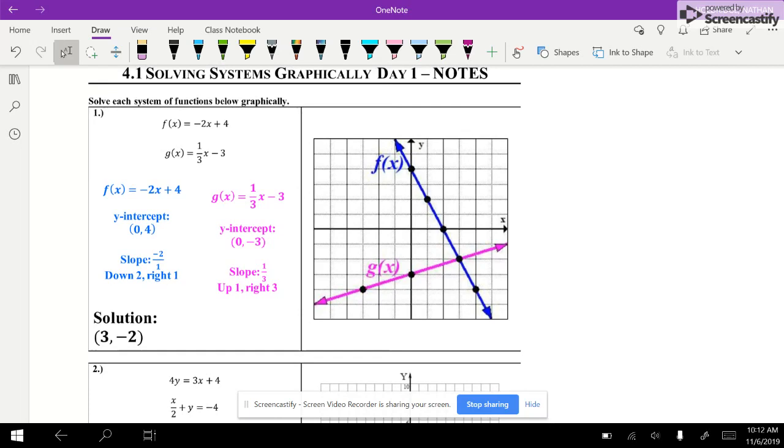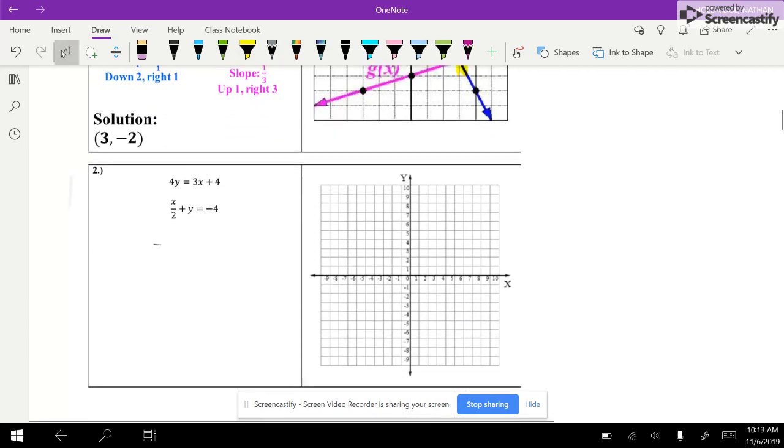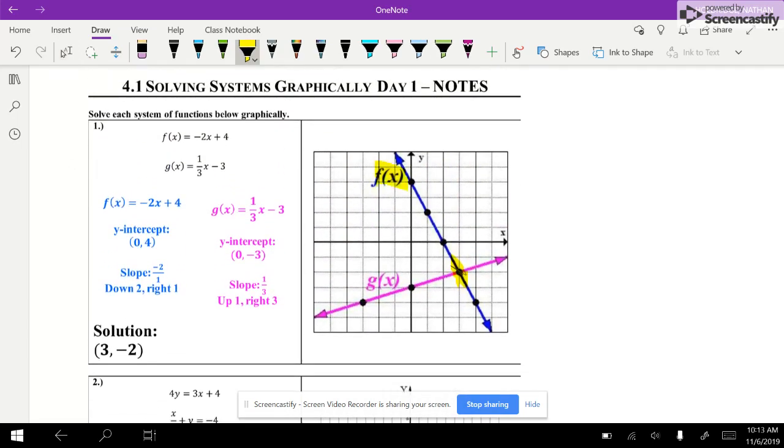All right, this first one is done for us. So you can see I have 2 equations here now, hence the system part of it. And I'm trying to solve this graphically. So I'm going to graph both of them like we've done in the past. And the key here is that I'm looking for this intersection point right here. The intersection point is the solution to the system, which means it's the point that is on both lines. It works in both equations. It's the solution.